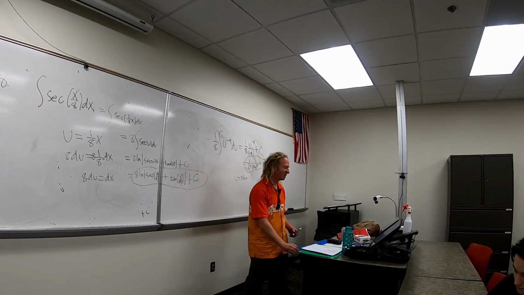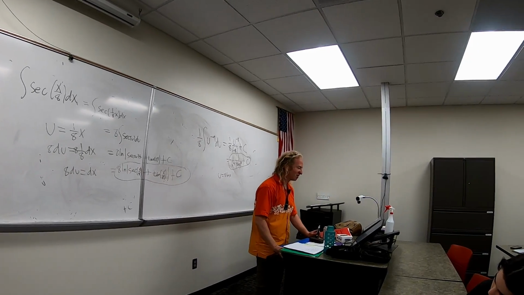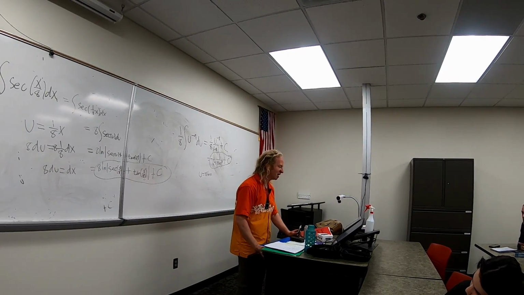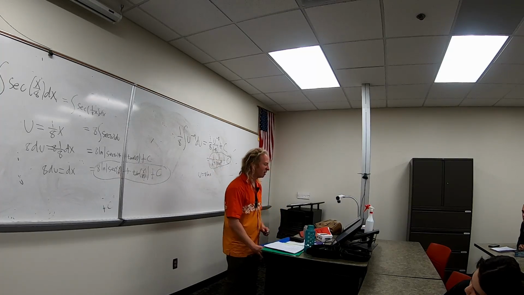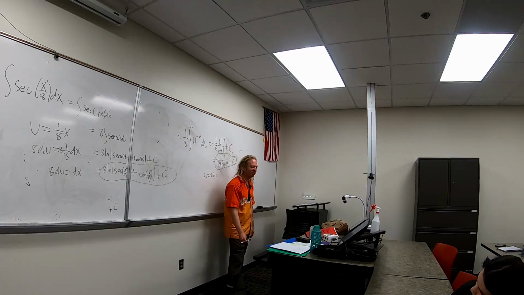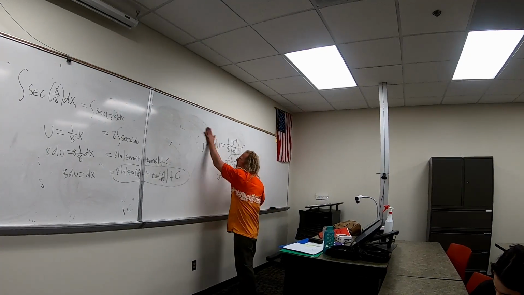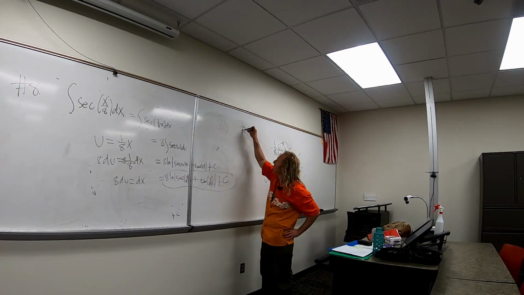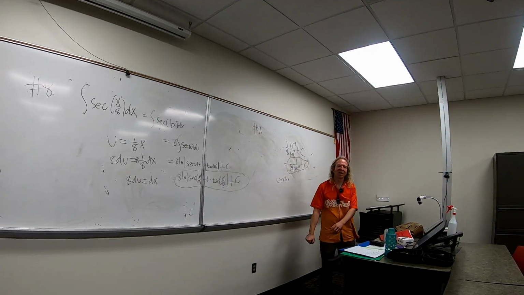That was number 8. Number 7 is the same, it's cosecant. 9 is easy. 10 is the same as the other one. 11 is not so bad. I mean, we could do 11 if you want. Let's do it. 11 is really easy. One more, last one.